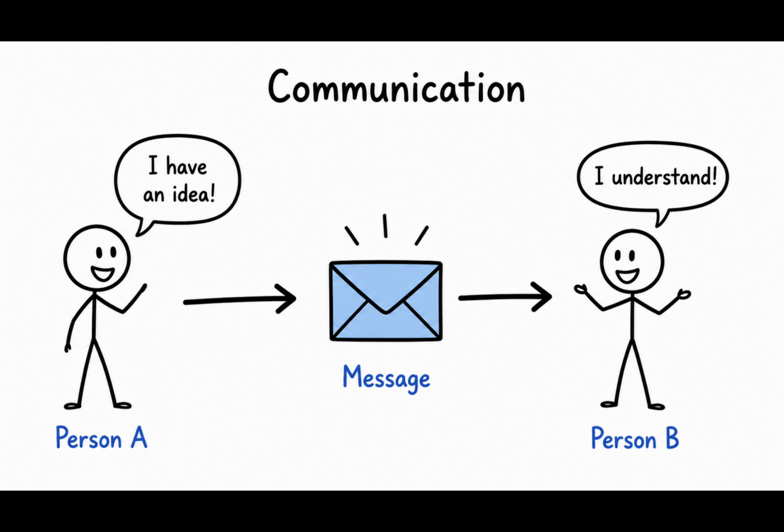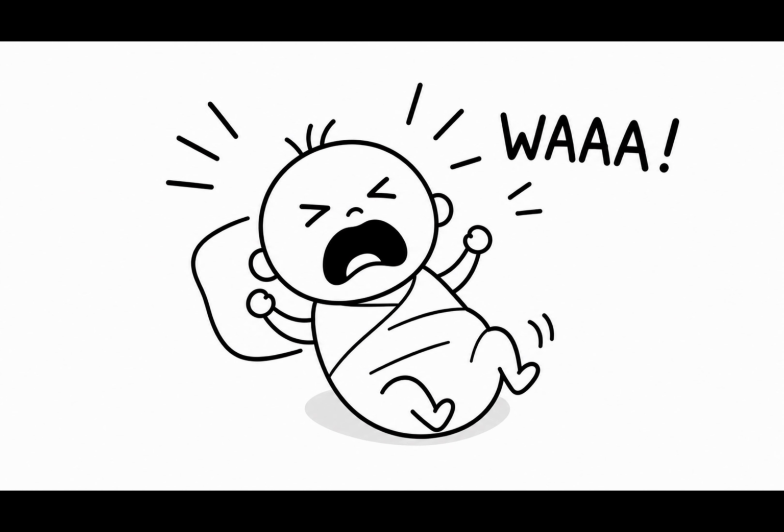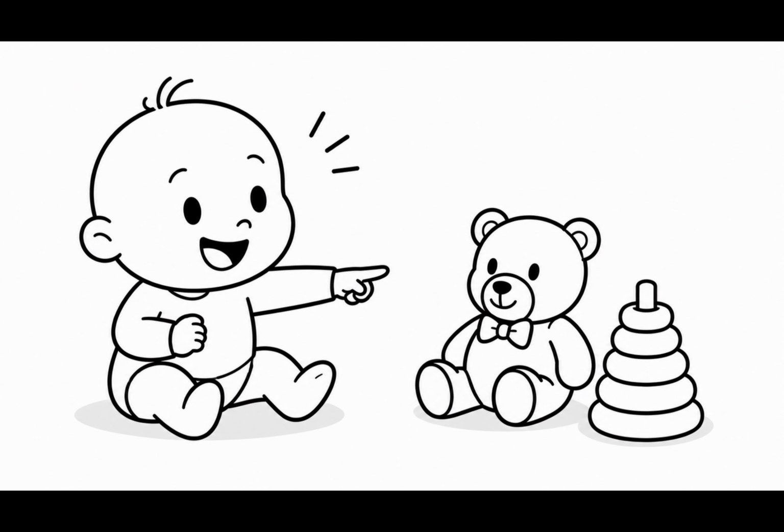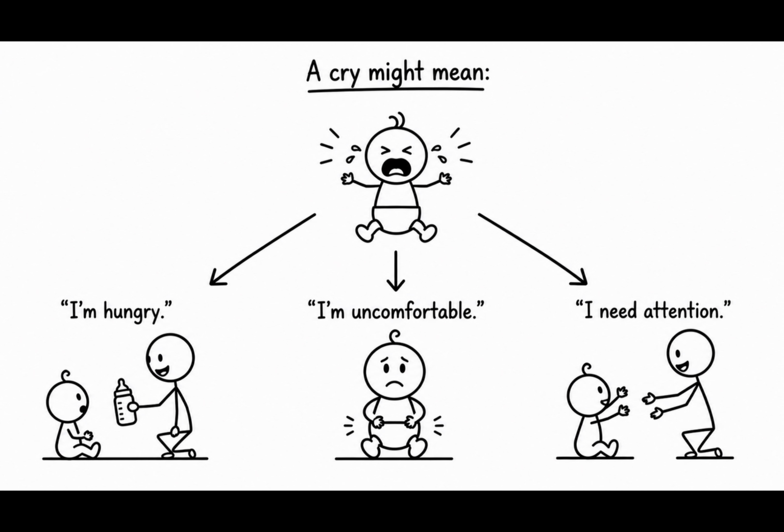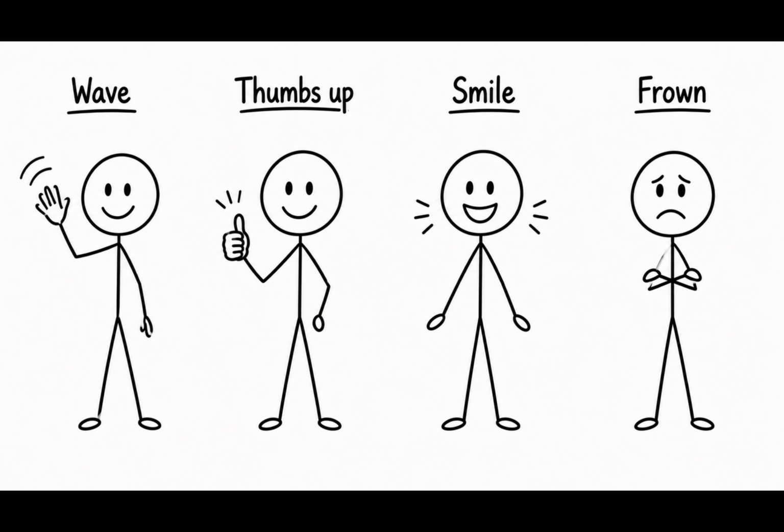What is language? At its core, language is a tool that allows people to send and receive information. Humans begin using language from the moment they are born. A baby may not know any words yet, but they still communicate. When a baby cries, smiles, laughs, or points at something, they are sending messages to the people around them. A cry might mean, "I'm hungry. I'm uncomfortable. I need attention." This is why body language and facial expressions are also forms of language. They communicate information without using words.